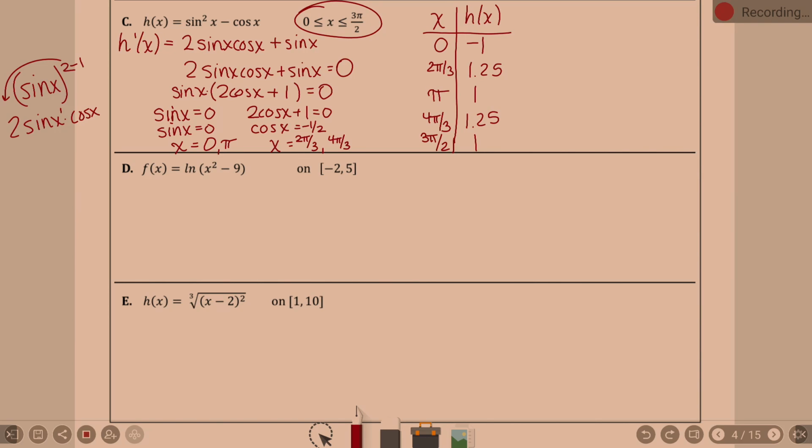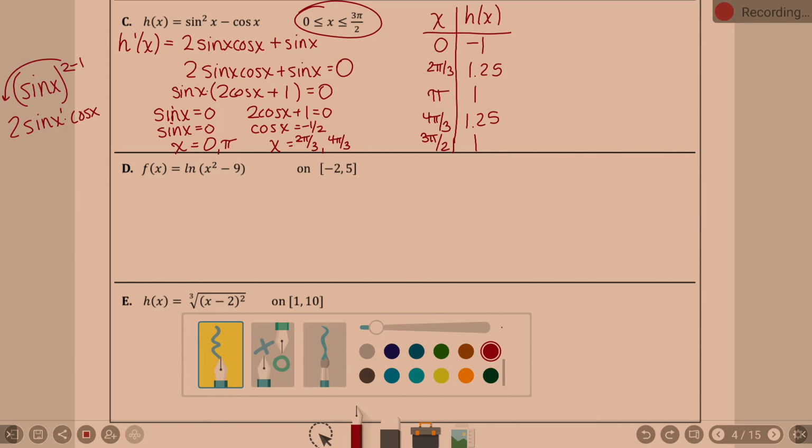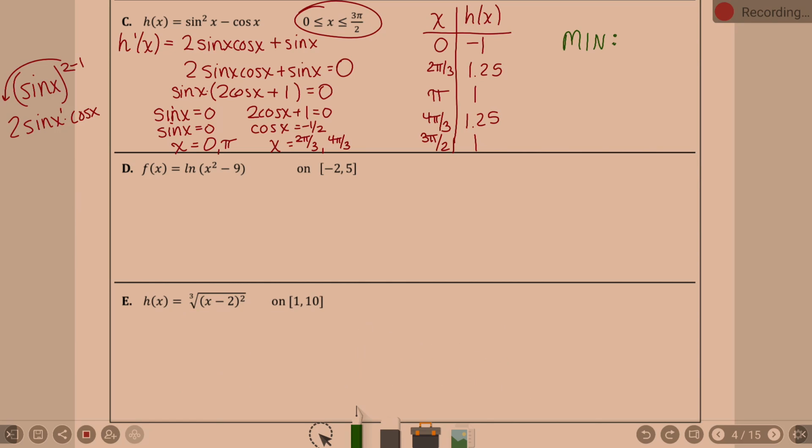Well, we have an absolute min at negative 1. You're taking the easy one? Yep. And that's it. Absolute min at negative 1. You don't have an absolute max. Actually, I have it as we do, because they are both the same.